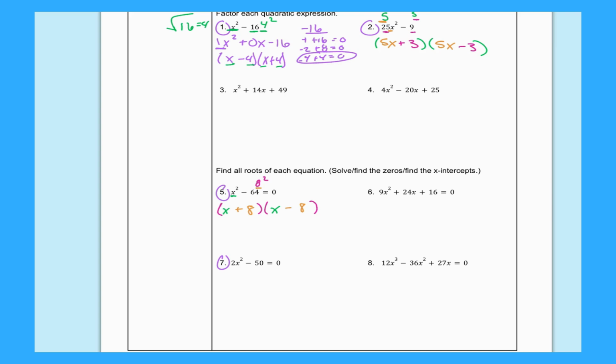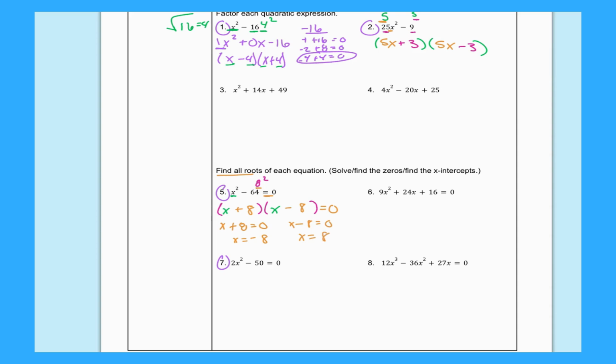The difference with number 5 here is that now the directions say find the roots. We notice it has equal to 0 here. So anytime we have equal to 0, that means we've got one more step, we have to solve it. So then we have x plus 8 equals 0, and x minus 8 equals 0. And this one's going to give me x equals -8, and this one's going to be x equals +8.